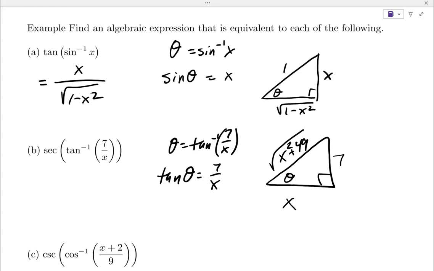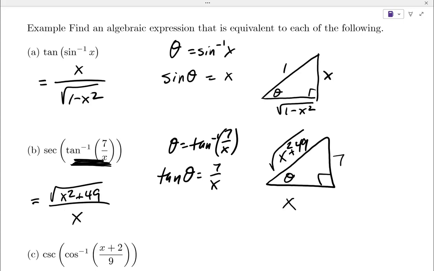That okay? And now what do we want out of this? Secant of theta, right? This is the thing that we called theta. We want the secant of that. What is the secant of that? X over root x squared plus 49. The other way. Yeah, you did cosine, right? So we need to do hypotenuse over adjacent. So it would be the square root of x squared plus 49 over x.